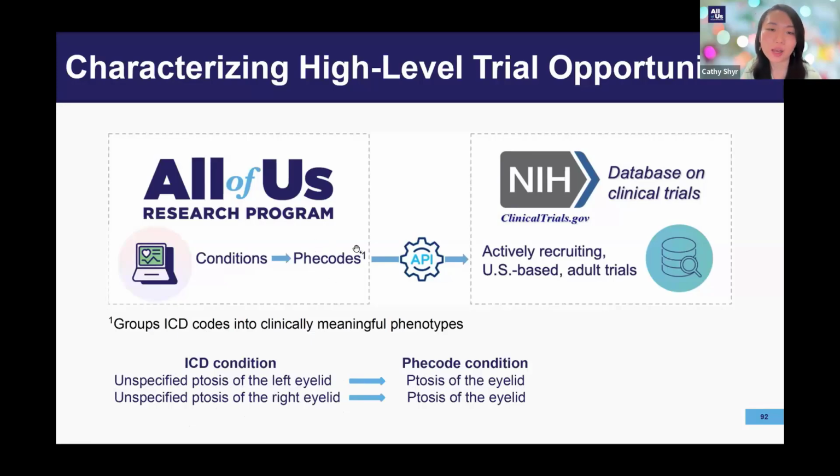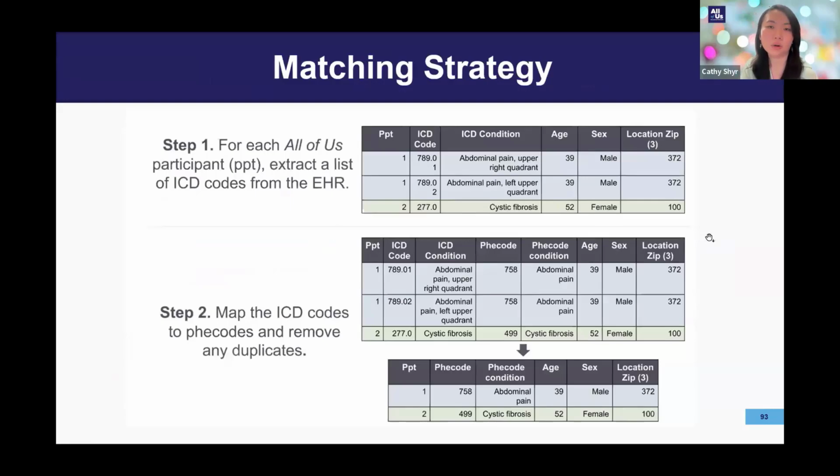Once we have these phecodes, we use the clinicaltrials.gov API. Clinicaltrials.gov is a comprehensive database on clinical trials that have either finished recruiting or are currently recruiting in the United States and also around the world. We used these phecodes to query actively recruiting US-based adult trials. And then for the matching, for step 1, for every single All of Us participant in our data set, we extracted a list of the ICD codes from their electronic health records.